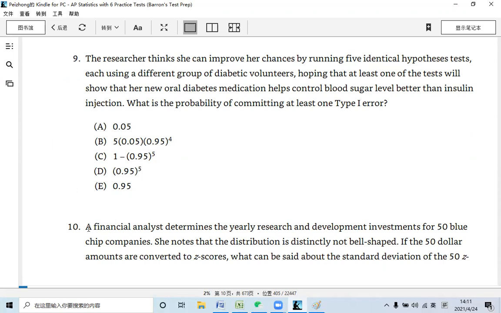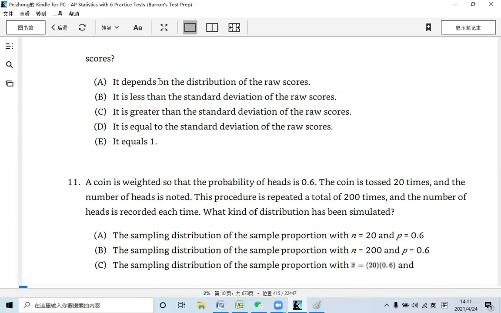Look at question number 10. A financial analyst determines a yearly research and dividend investment in 50 blue chip companies. She knows that the distribution is distinctly not bell-shaped, not a normal distribution. If the 50 amounts are converted to z-scores, what can be said about the standard deviation of the 50 z-scores?